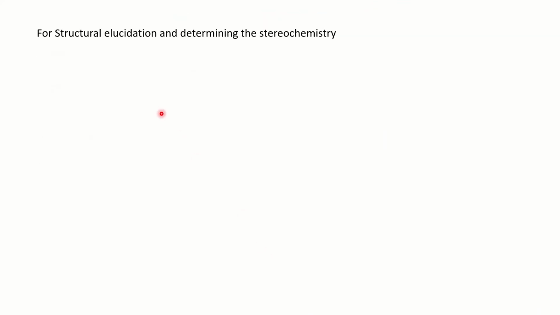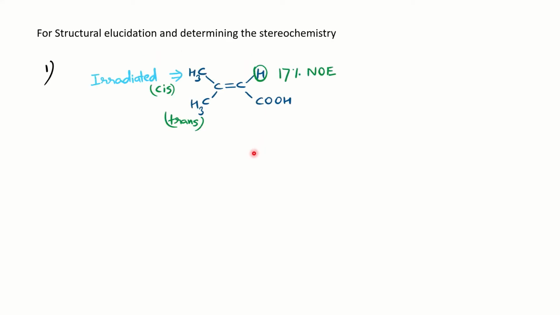And again, one more application of NOE is structural elucidation and determination of stereochemistry. So let's take another example where you have two methyl groups with respect to one hydrogen along the double bond. Now you need to find out, out of the two methyls, which methyl is cis to the hydrogen and which methyl is trans to the vinylic hydrogen. The two methyls are non-equivalent to each other, so they will give separate peaks in NMR.